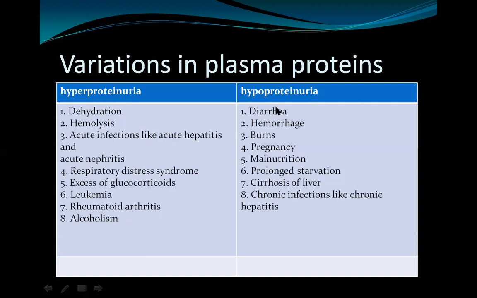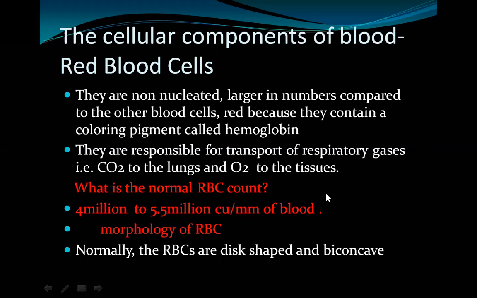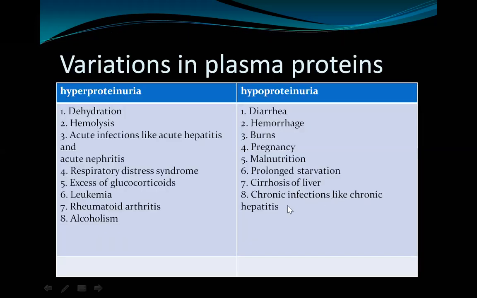Then you'll find hypoproteinemia, reduced levels of plasma proteins, in people who have diarrhea, hemorrhage, burns, who are pregnant, who are malnourished, or who have prolonged starvation, in people with cirrhosis of the liver, and in chronic infections like hepatitis also. So that's all about the plasma proteins.